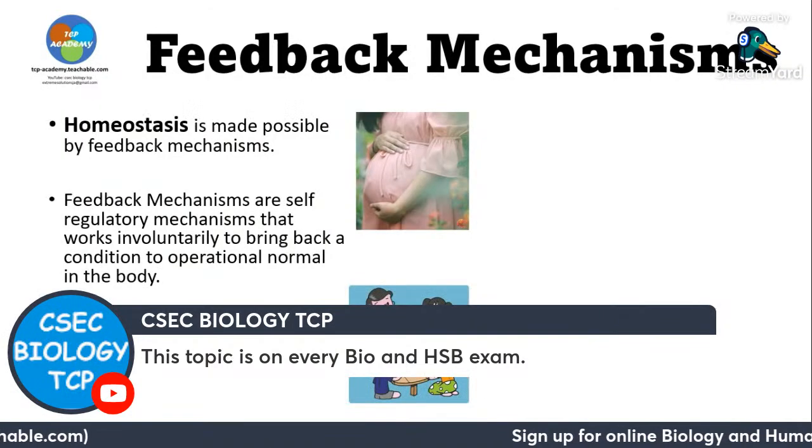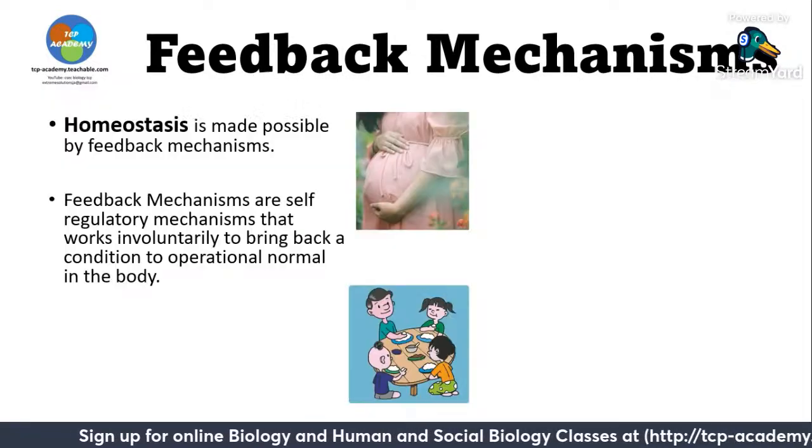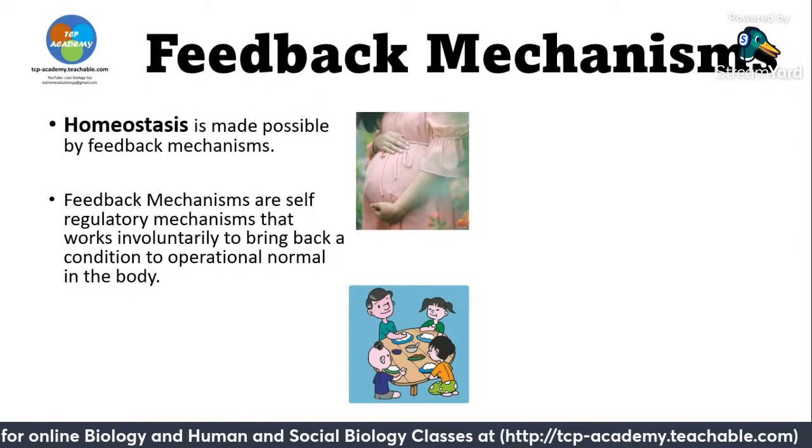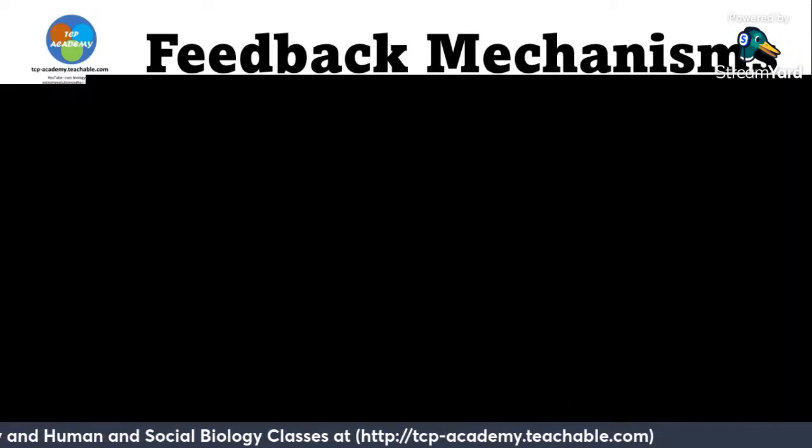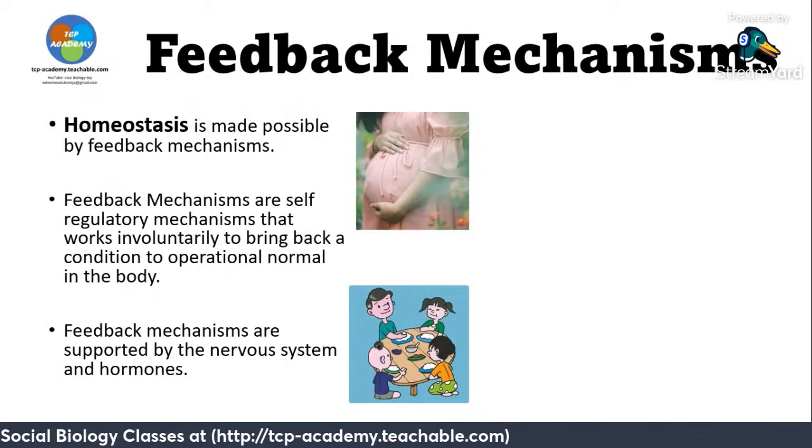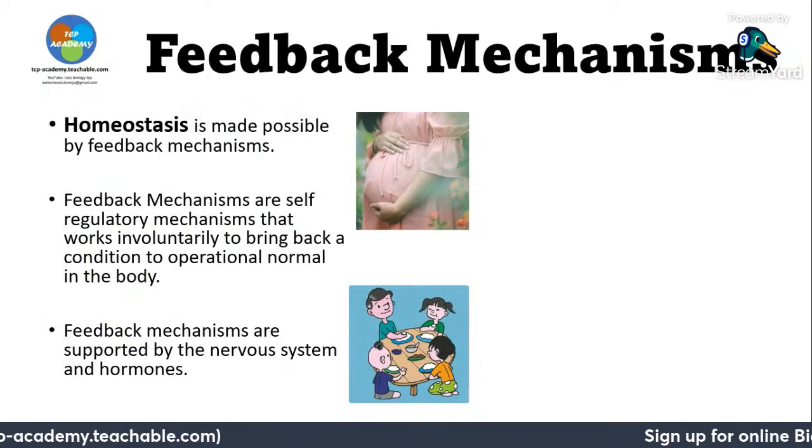In some cases, you might see a feedback mechanism that causes more of something to happen, as in the case of pregnancy and childbirth. We'll talk more about that. But feedback mechanisms are supported by the nervous system and, of course, hormones.